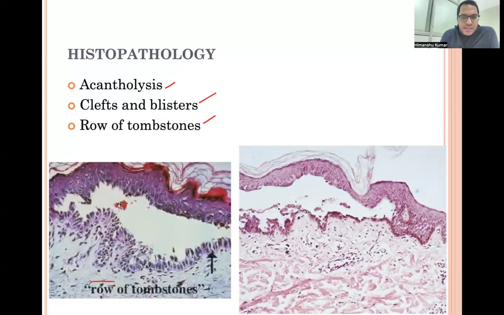The row of tombstone is here, we can see in this. The stratum basale is like tombstones which we put up around tombs. So these kind of fillers along the basal layer of the epidermis, uniformly on the base of the blister. This whole thing we see is the blister, which is the blister we talk about here. So this is the blister which appears on the skin as bulla and blisters also.